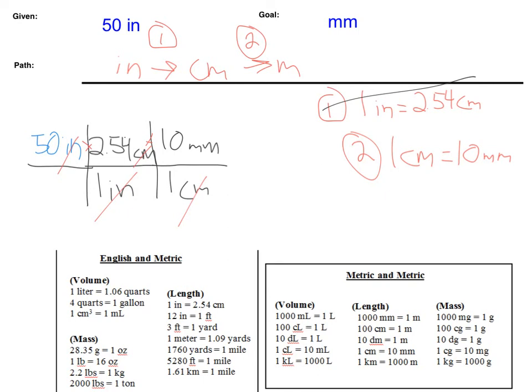So now in my calculator, I'm going to take 50 times 2.54 times 10 and get an answer of 1,270 millimeters. And now I know that 50 inches is equal to 1,270 millimeters.